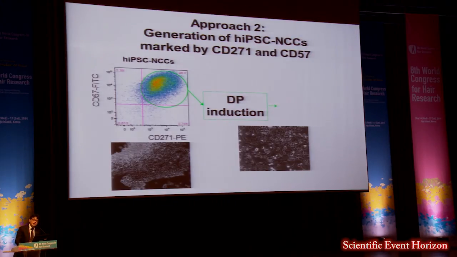Let me quickly explain the approach to the regeneration of human iPSC-derived neural crest cells. As I mentioned before, the protocol has not been stable, but recently a group at Stanford established a protocol to stably regenerate neural crest cells from human iPSCs. Here, you can see that the cell population induced from the human iPS cells efficiently expresses CD271 and CD59, which are markers for neural crest cells.